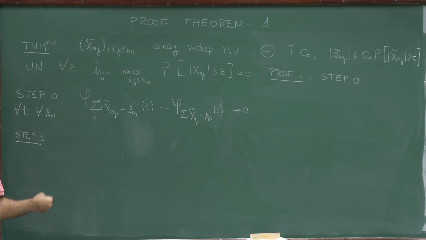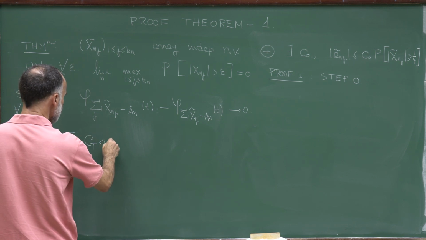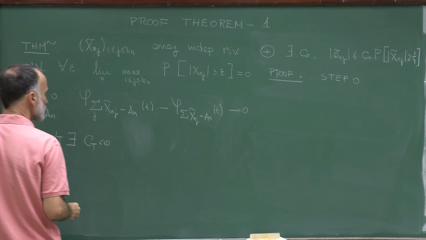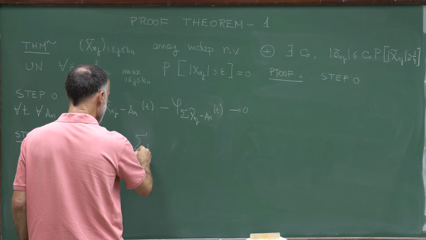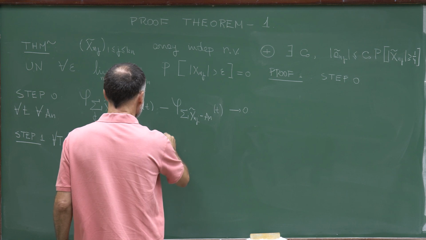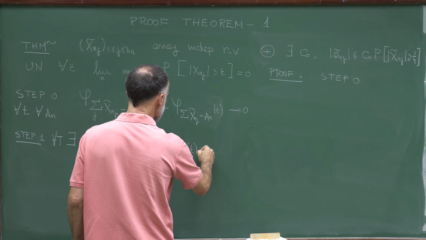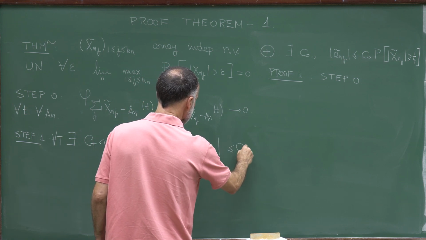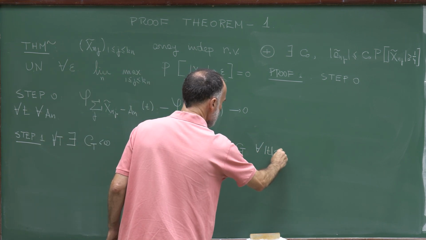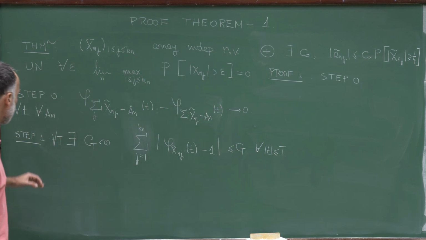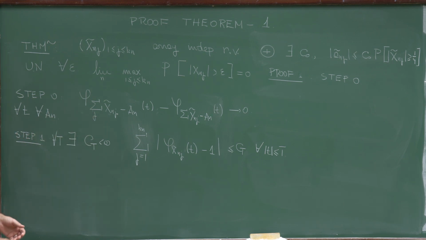what I claim is that in order to prove that, it's enough to show that there exists a finite constant C_t, so that the sum from j=1 to k_n of phi of X tilde n,j at t minus 1 is bounded by the constant C_t, and this for all t whose absolute value is bounded by t. So I claim in step 1 that if this holds, then this happens. So this is what I'm going to prove now.